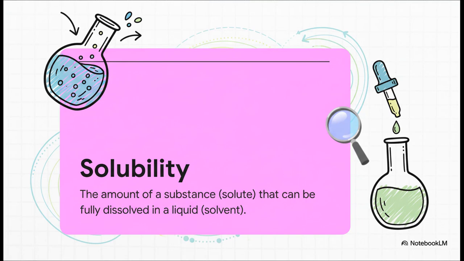So first things first, let's get our terms straight. Solubility is really just a measure of how much of your stuff, that's the solute, can completely disappear into your liquid, that's the solvent, to make a perfectly clear solution.